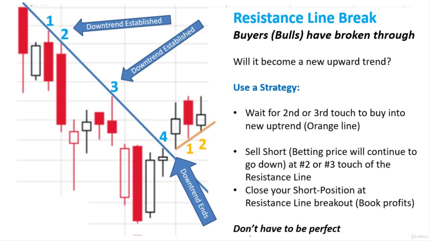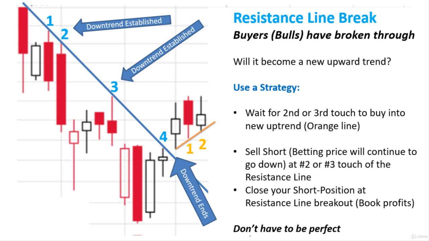Another way that things could happen is, let's say a resistance line breaks, right? So the buyers, or the bulls, have broken through. You were on a deep downward trend and it's been broken through. The trend is well established. You can see the downtrend here on this image is established. You could have bought, you can see that on the second touch or the third touch that it's definitely a downtrend established. Even at the fourth touch, you could say, well, it's still part of a downtrend. And the question is, will it become a new uptrend once it's broken through, right?